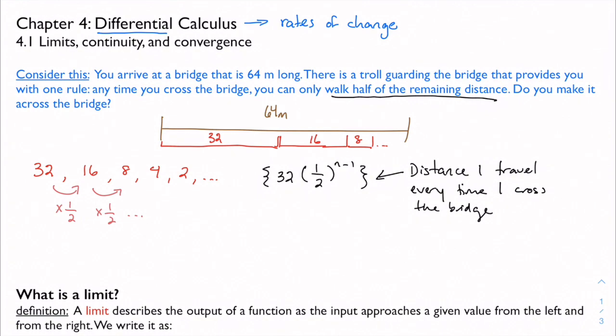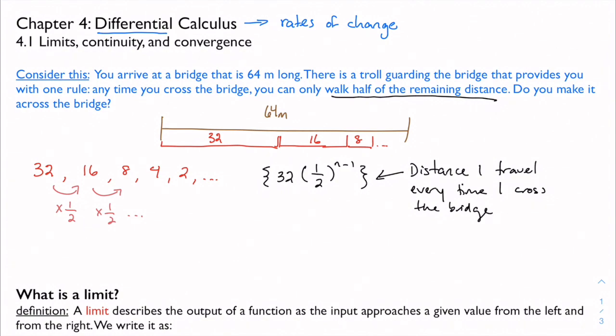Well, the question still remains, do I make it across the bridge? If I extend this out, if I pick up from 2 and divide it by 2 again, I get 1, and then 1/2, 1/4, 1/8. I never fully make it across the bridge, right? There's no point where I say, yes, I've cleared the bridge. If you were to actually try this problem out and try to walk halfway between a starting and ending point, you would never really clear the bridge.